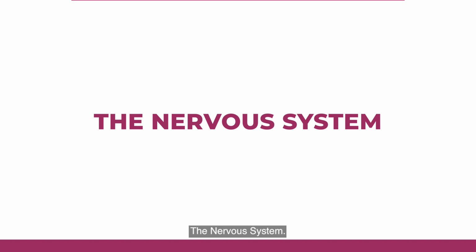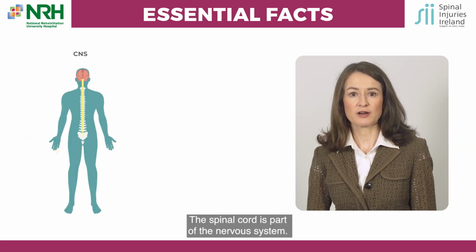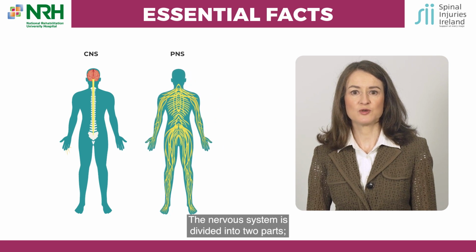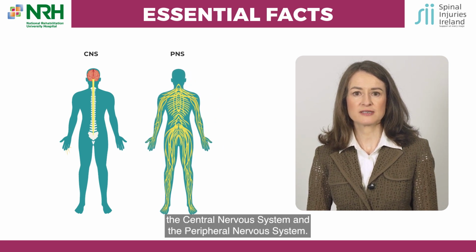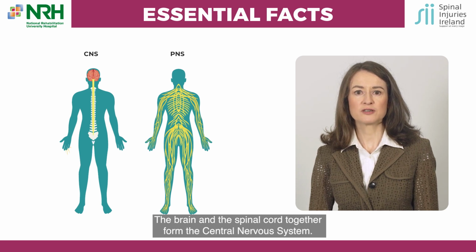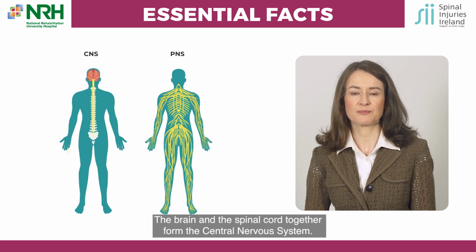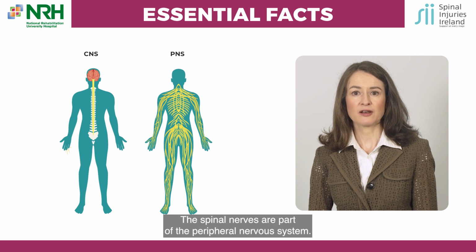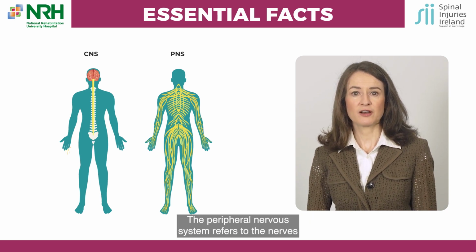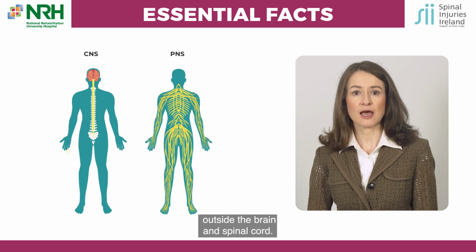The nervous system. The spinal cord is part of the nervous system. The nervous system is divided into 2 parts, the central nervous system and the peripheral nervous system. The brain and the spinal cord together form the central nervous system. The spinal nerves are part of the peripheral nervous system. The peripheral nervous system refers to the nerves outside the brain and spinal cord.